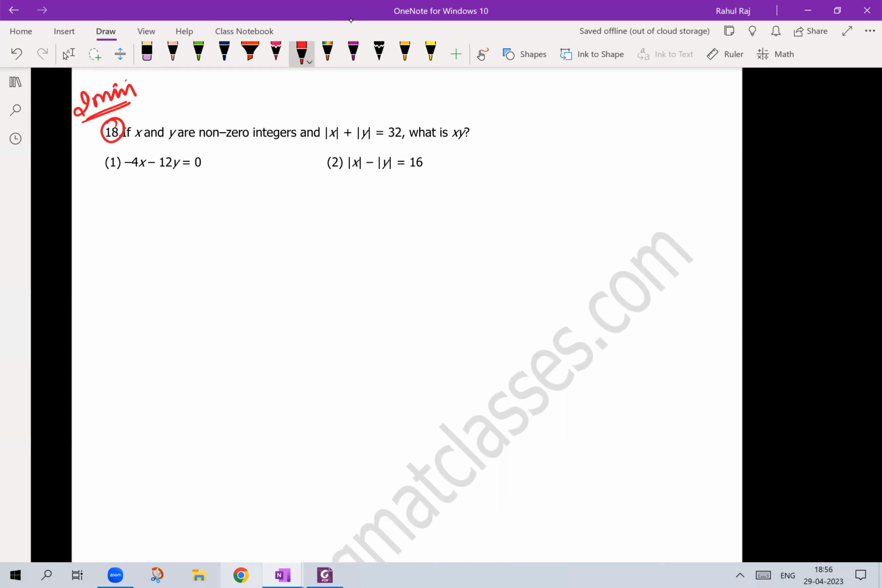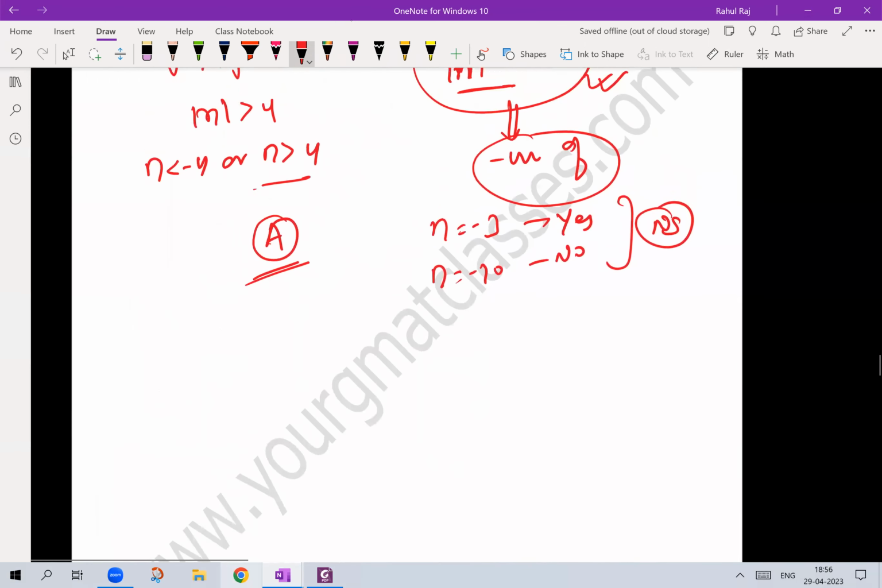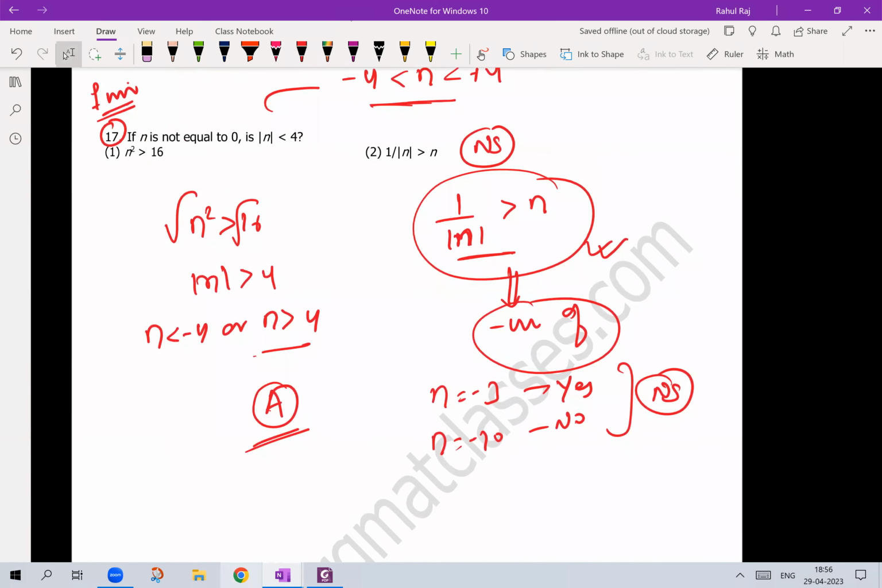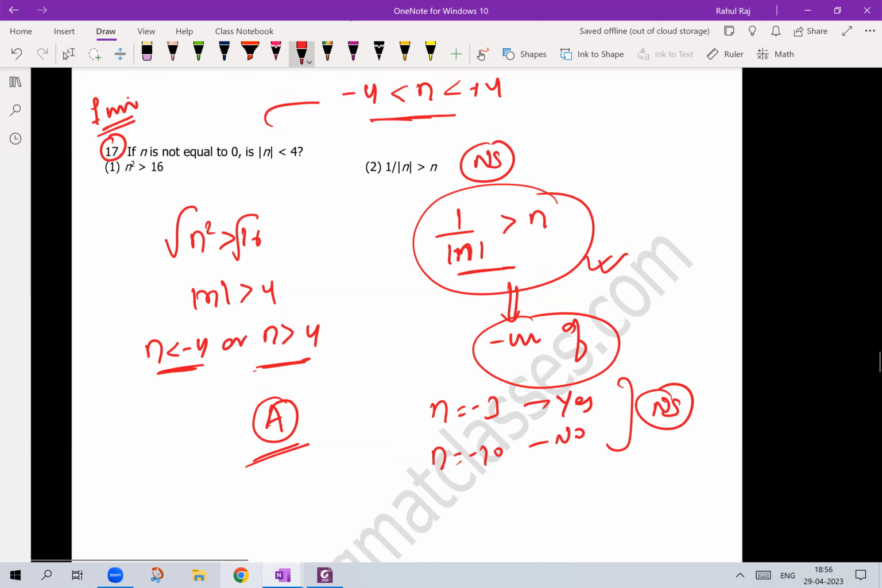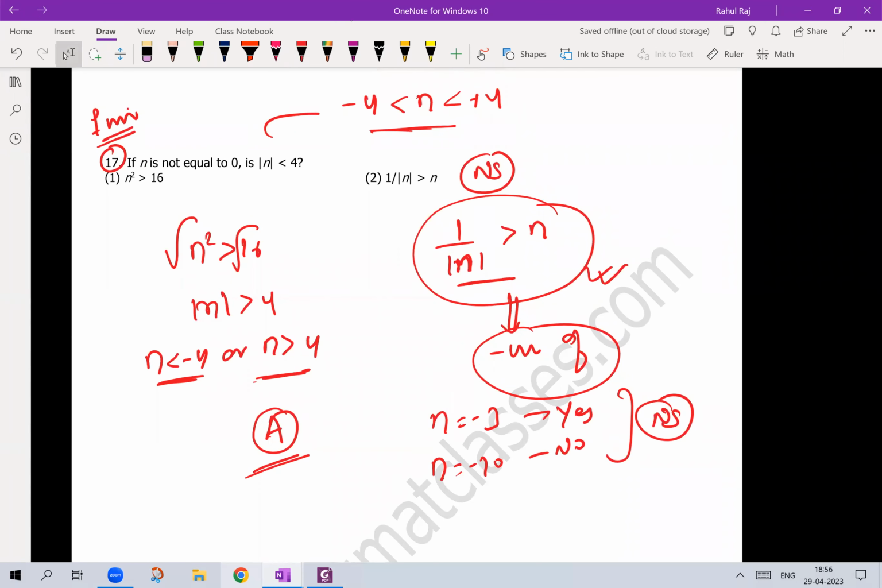Rahul, I have a doubt in the previous question you discussed. Yeah, please tell me. So I took it like whether n lies between -4 and 4, so n square greater than 16. So I took it that n could be greater than 4 or n could be less than -4. Yeah, so confirm no answer. It can never lie between 4 and negative 4. My question is, does n lie between negative 4 and 4? You are telling me n never lies. So confirm no.